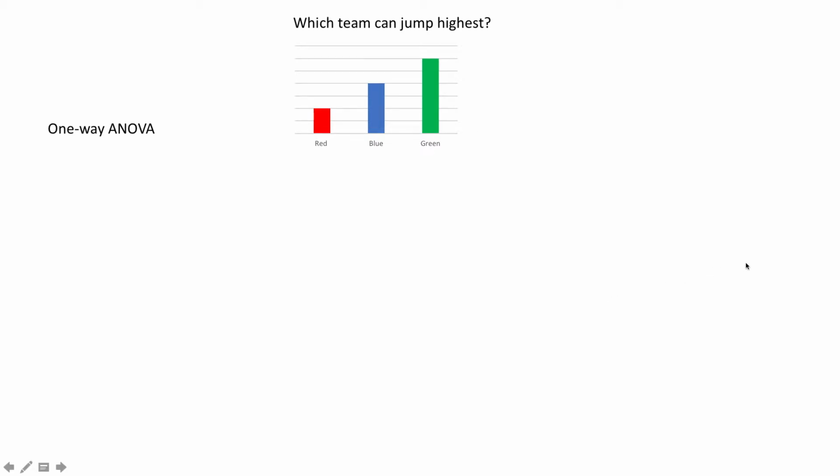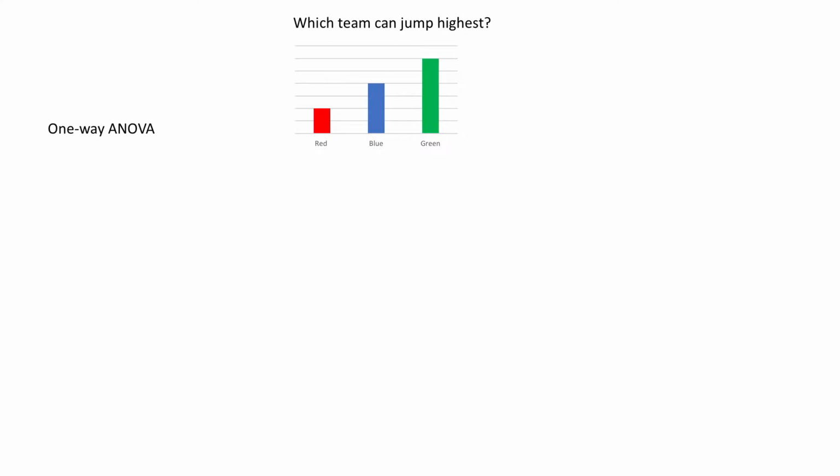In this presentation, we're going to look at a one-way ANCOVA. ANCOVA stands for Analysis of Covariance, and it's one way because we're only going to be looking at one dependent variable, which in this example is going to be jump height. So we can think of the ANCOVA as an extension of the one-way ANOVA, which is differentiated by the fact that we're going to incorporate a covariate here.